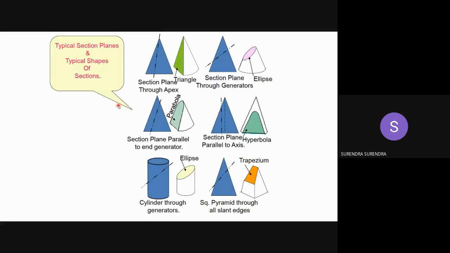So these are the various examples for sectioning. Already we discussed this in the conic sections. When a cone is cut by a section plane passing through the apex point and the base, we get a triangle shape. When you cut with a plane inclined to the axis, you get an ellipse as the section area. When you cut it with a plane parallel to one of the generators, we get a parabolic shape.